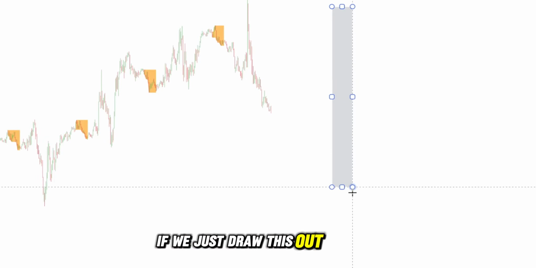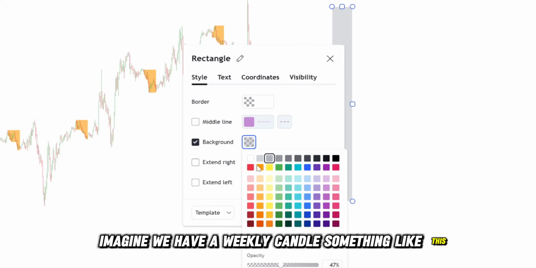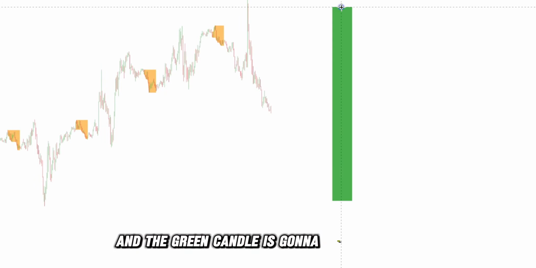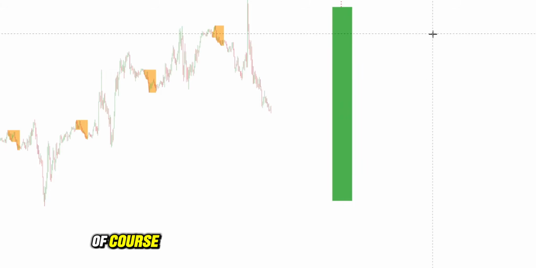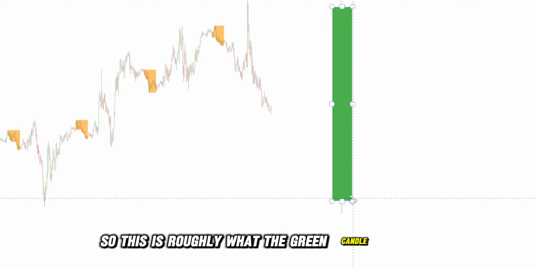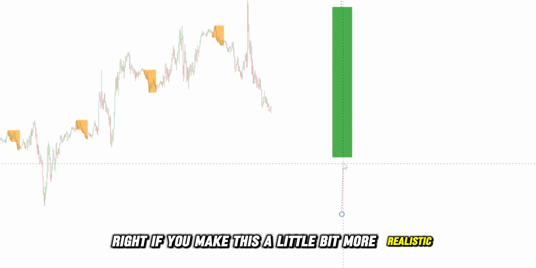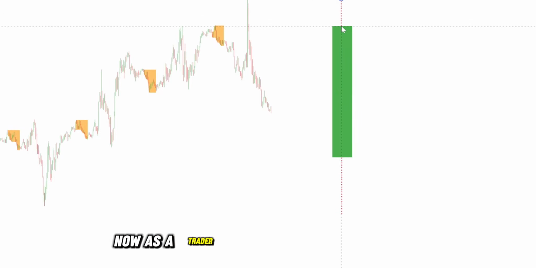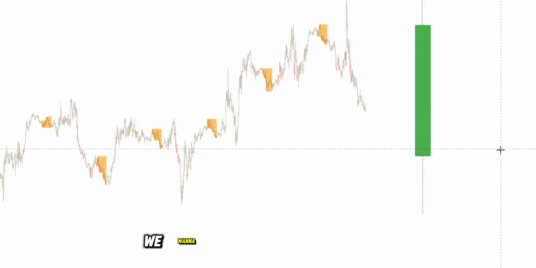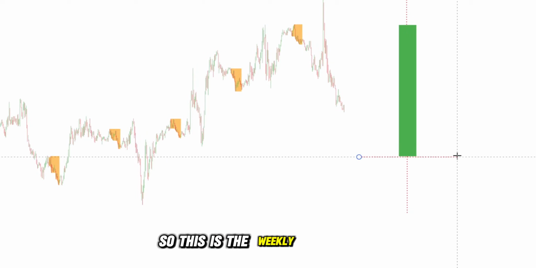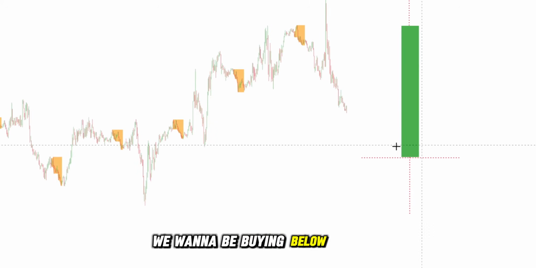If we just draw this out for people, imagine we have a weekly candle, something like this. It's going to be a green candle, and the green candle is going to have a high up here, and it's also going to have a low somewhere down here. If we make this a little bit more realistic, the green candle will look something like this. Now, as a trader, your job is to understand that we want to be buying as close as we can below this weekly opening. If this is the weekly opening price, we want to be buying below this level.